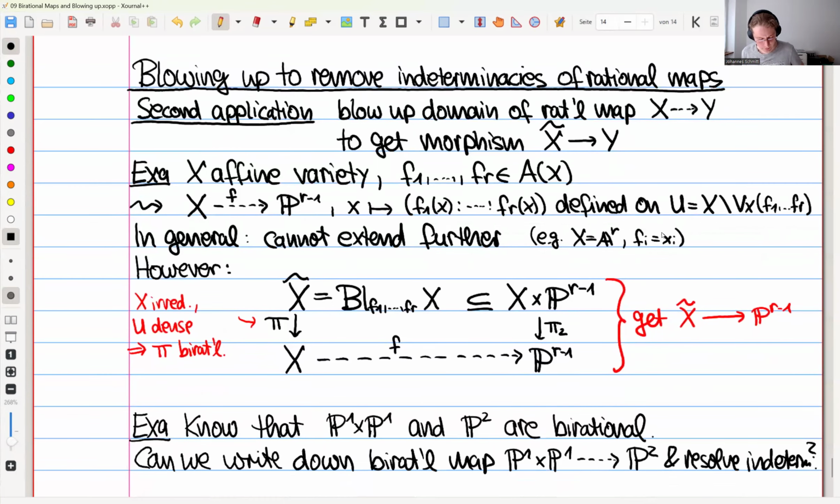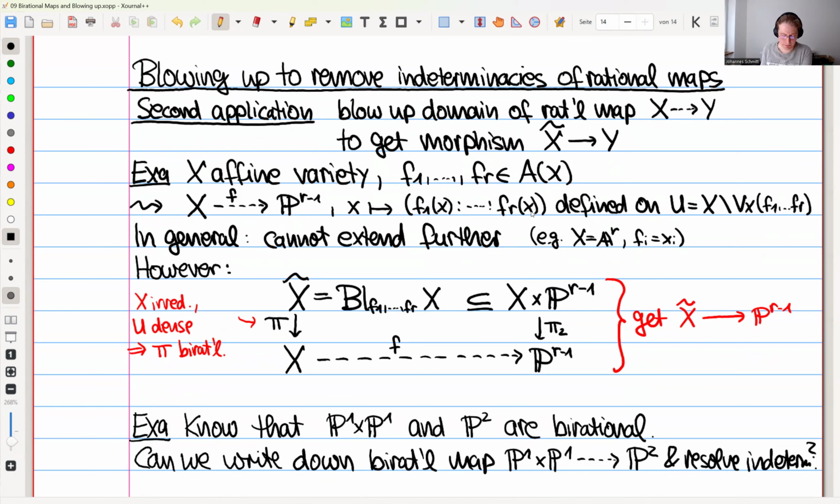And to give one of the very basic examples, let's look at a particular rational map. So if X is any affine variety and you have r functions on X, then we can define a rational map to the projective space P^(r-1) by sending x to this vector here in homogeneous coordinates given by f_1(x) up to f_r(x).